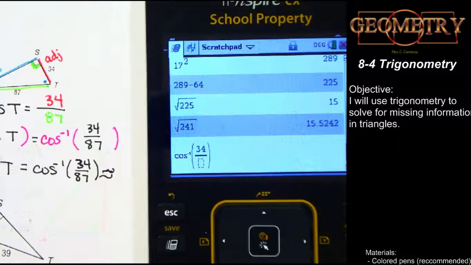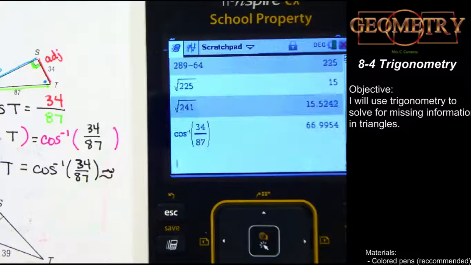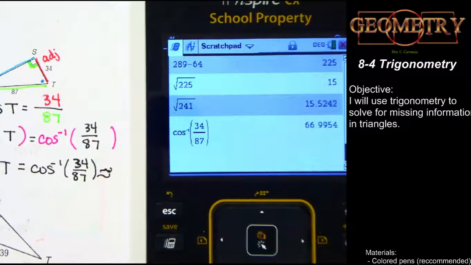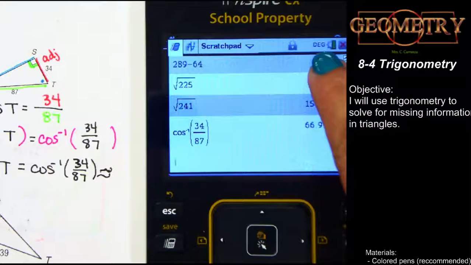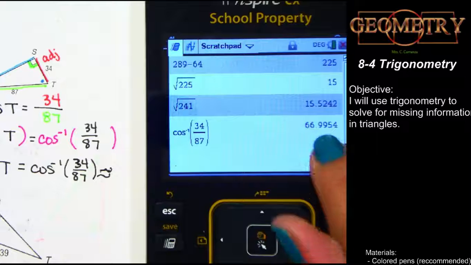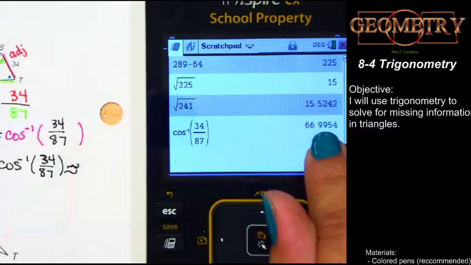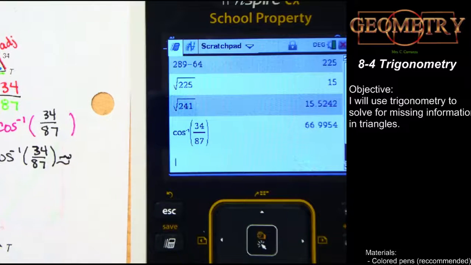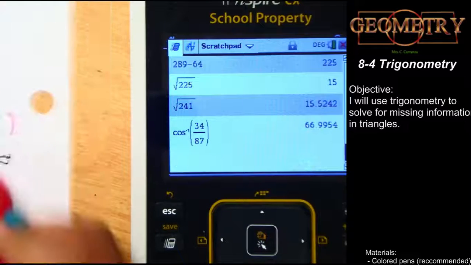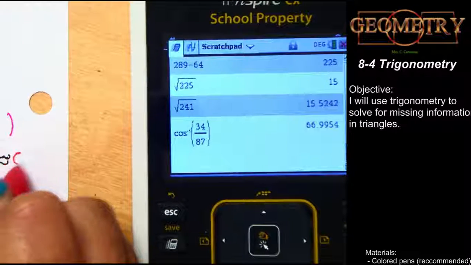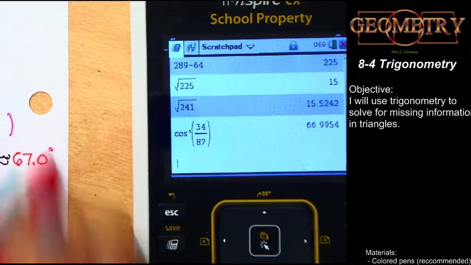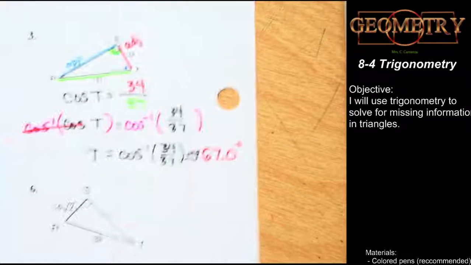34 in the numerator, 87 in the denominator, and when I hit enter, making sure that it's in degree mode, so it says DEG right up there, my degree for angle T is 66.99 degrees. That's going to round up to 67 degrees. That's how you use trigonometry to find the measure of an angle.